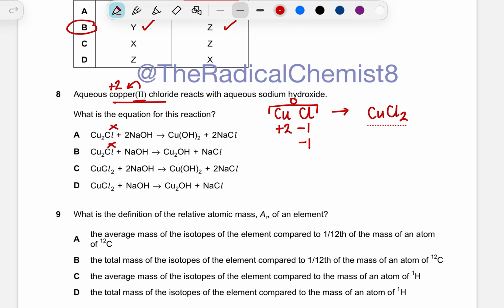Next, this is now forming copper hydroxide and sodium chloride. So now copper hydroxide, copper again is +2. And hydroxide, you need to know the charge of this polyatomic ion is -1. So once again, in a compound, overall charges must add up to 0. So you need 2 lots of hydroxides. So the formula of copper hydroxide is Cu(OH)2. So your answer is C.